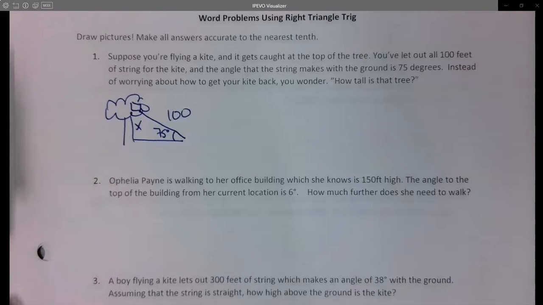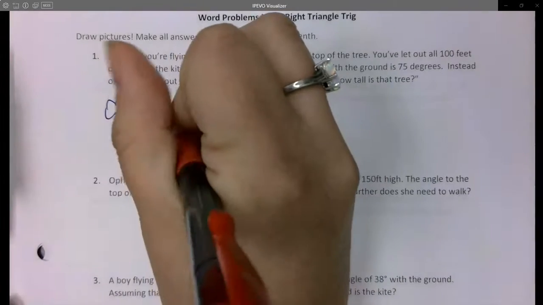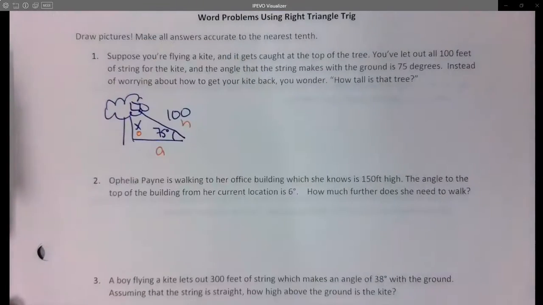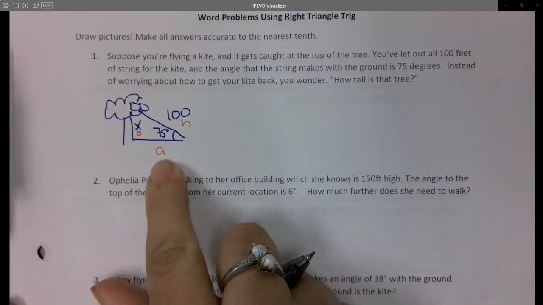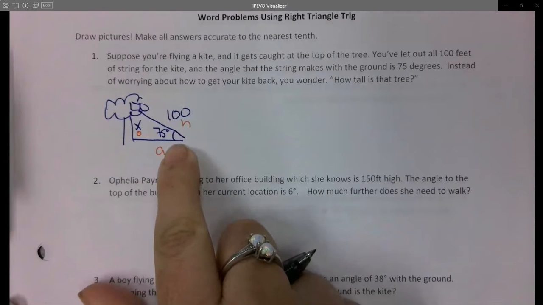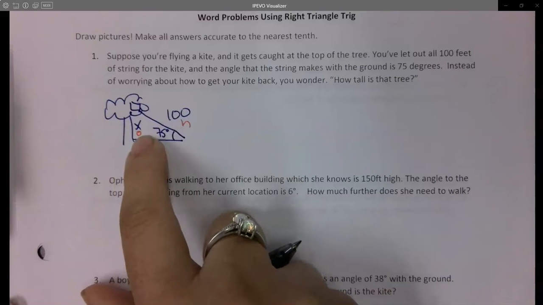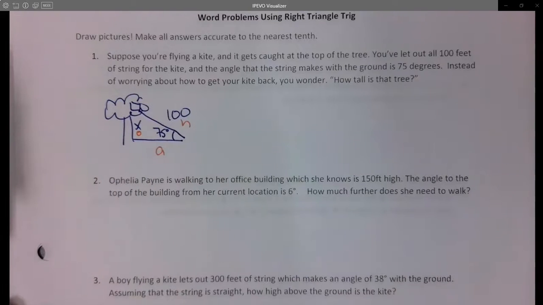So I want to label O, H, and A. This is my hypotenuse. This is my adjacent side, and this is my opposite. This is adjacent because it's touching the angle and isn't the hypotenuse. The hypotenuse is always the longest side. Opposite doesn't touch this angle mark.